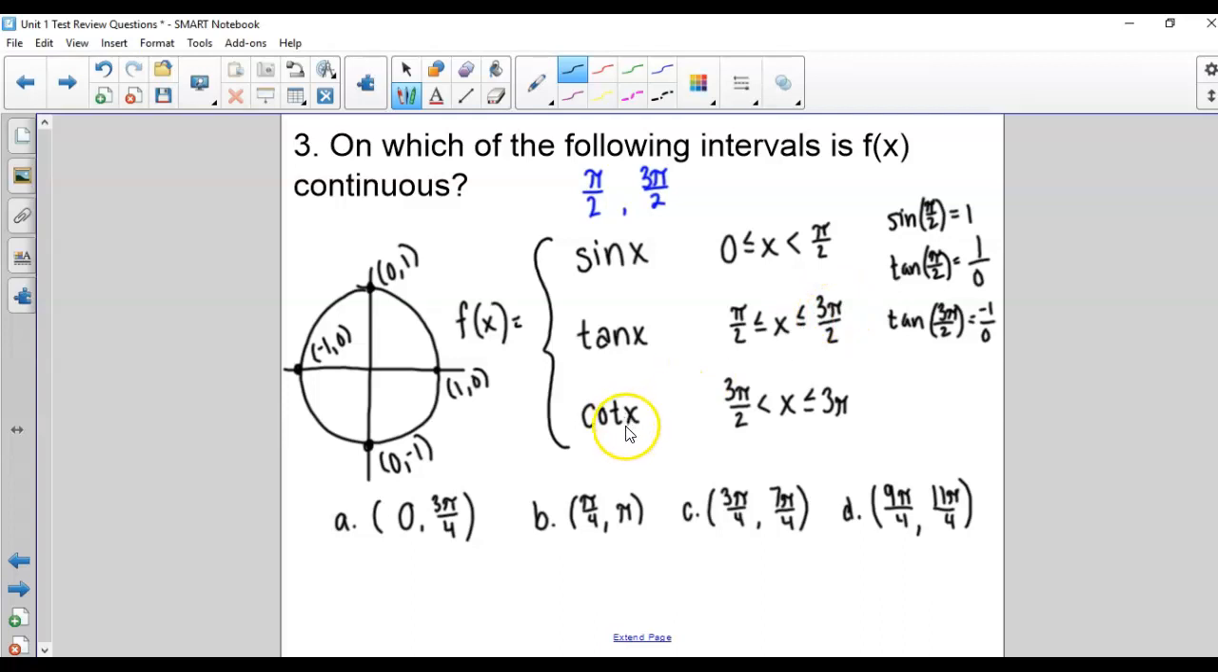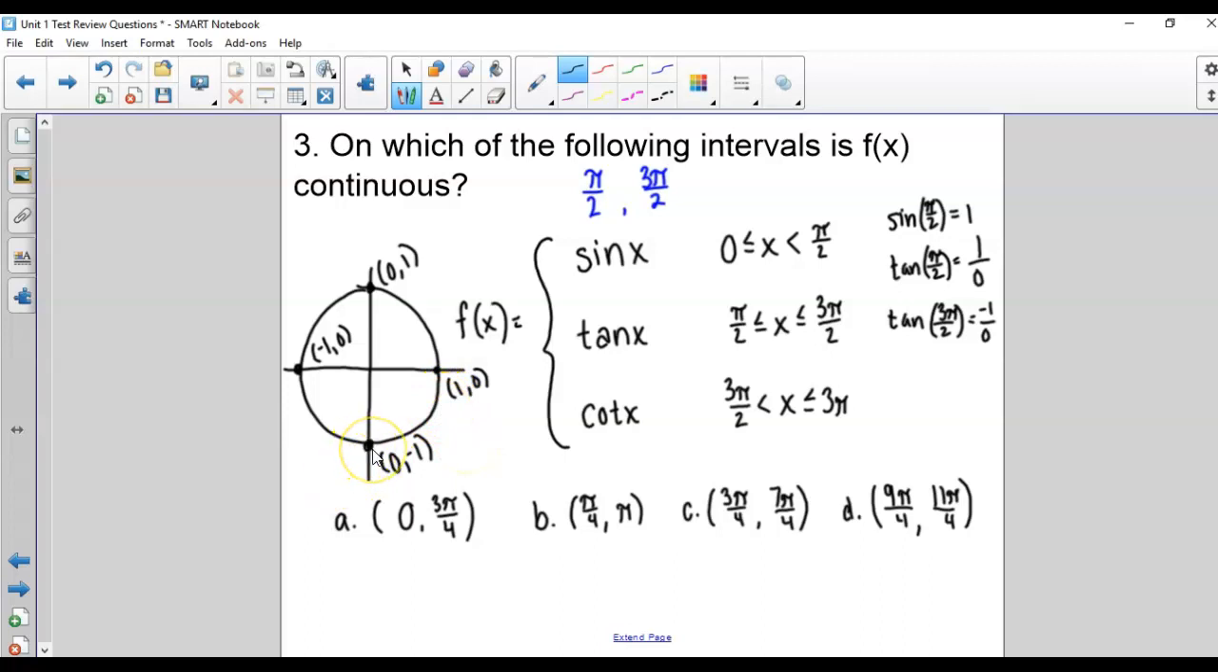Then we skip down here to cotangent. We already know that it's going to be discontinuous at 3 pi over 2 because tangent was undefined at that point. So we don't need to necessarily check 3 pi over 2 here. We need to think of cotangent. Cotangent is cosine over sine. So since cotangent is cosine over sine, we are looking on the rest of the unit circle, up to 3 pi, for where cosine over sine would be undefined.